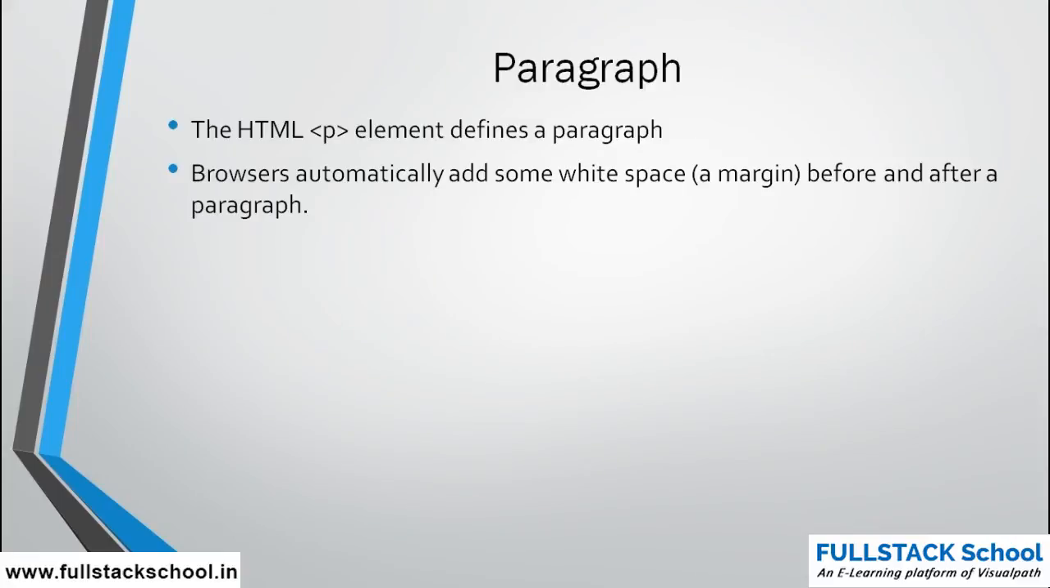Moving next, we learn the paragraph tag. In HTML, we use the paragraph tag by writing a p in brackets. If you see a p tag anywhere, it is known as a paragraph tag. If you write any paragraph into the document, then use the p tag. The browsers automatically add some white space, a margin, before and after a paragraph. So the p tag has its own properties, where it automatically adds white space or margins before and after the paragraph.